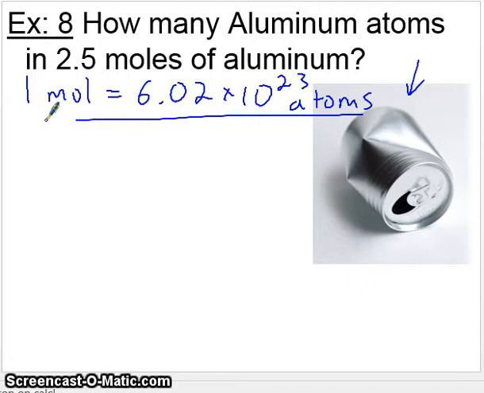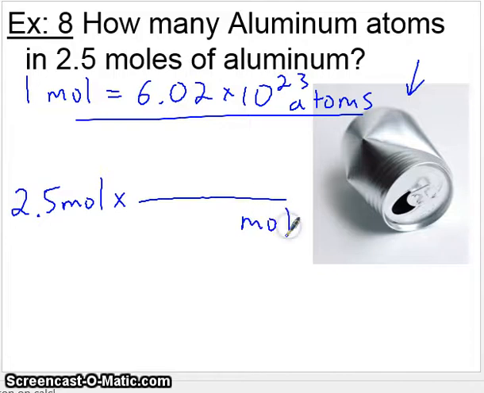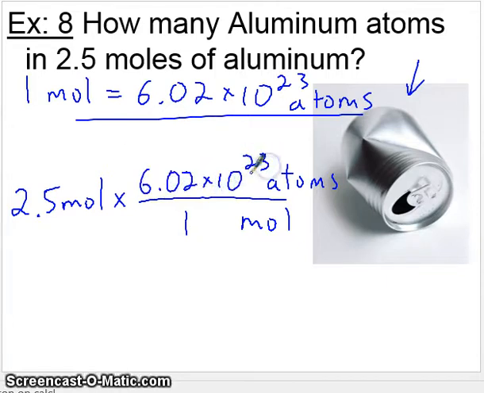So when we convert, recall, we begin with the number given, in this case 2.5 moles of aluminum, and we will multiply by a conversion factor. In our conversion factor we will put moles on the bottom because they have to cancel out. Remember, that is the rule. We'll have to put atoms on top, and then our conversion factor is given to us up here, which would mean 1 mole for 6.02 times 10 to the 23rd atoms.